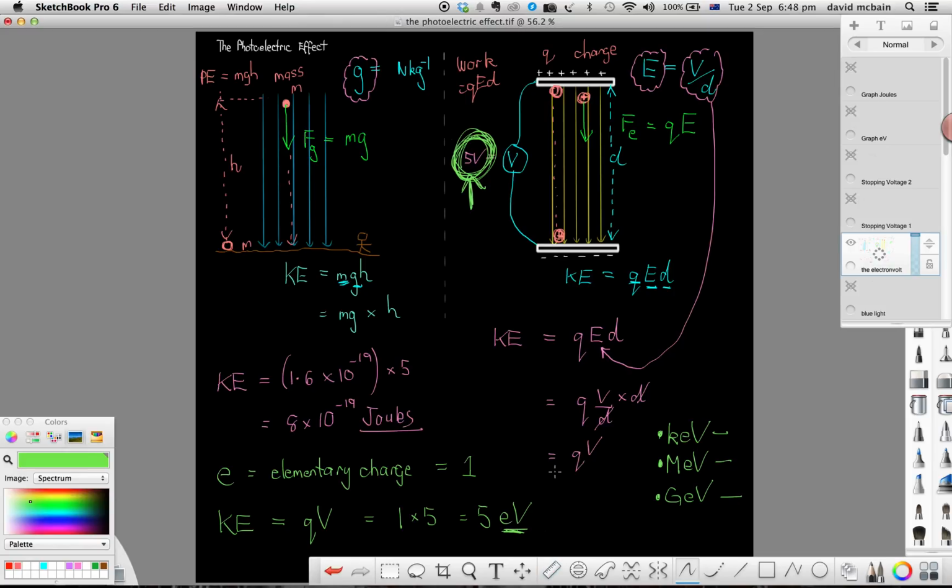Okay, so that concludes our lesson on the electron volt. I hope it gives you a bit of an insight into where the electron volts come from and therefore how we can use it in the photoelectric effect.